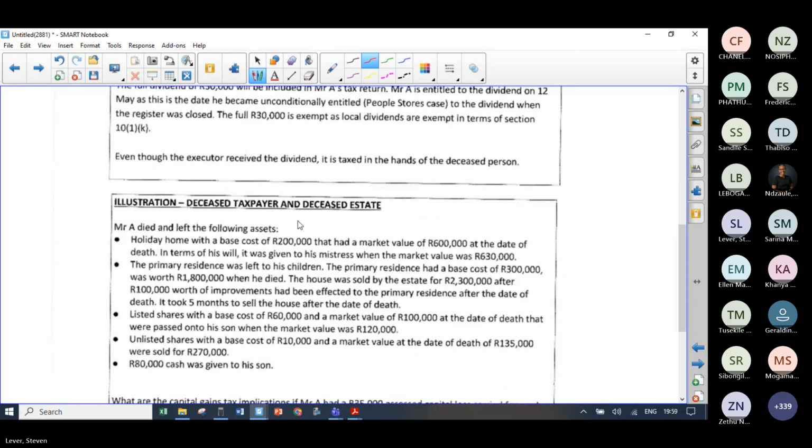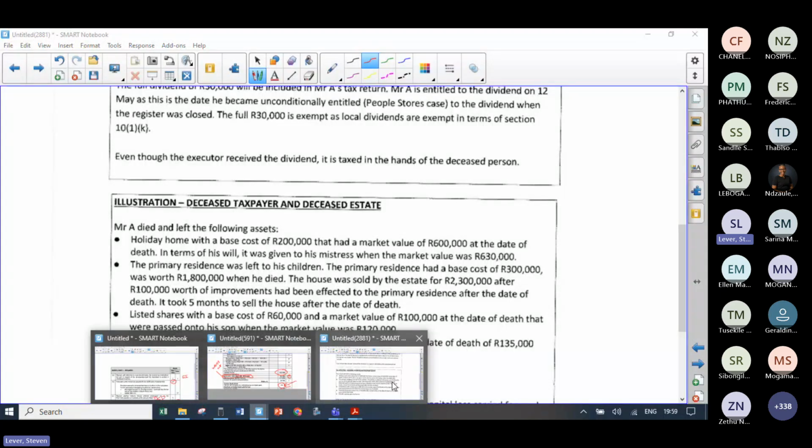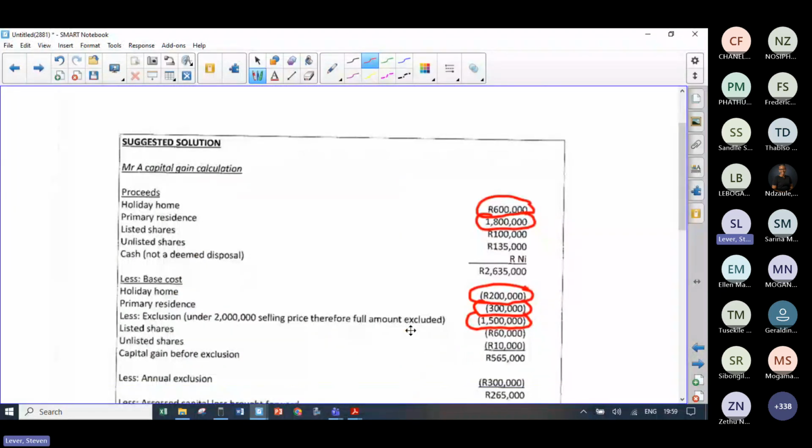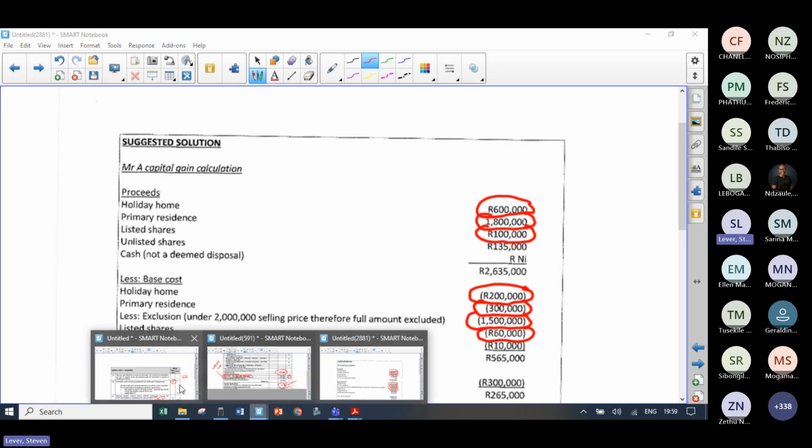Okay. You are deemed to sell it at market value on the date of death. Next thing. It says listed shares with a base cost of 60 and a market value of 100 at the date of death that were passed on to his son. Okay, when the market value was 120. Guys, you're deemed to sell it at market value on the date of death. So what's going to end up happening? Deemed to sell it at market value, 100. Base cost, 60. Guys, comfortable with that? And the next one.